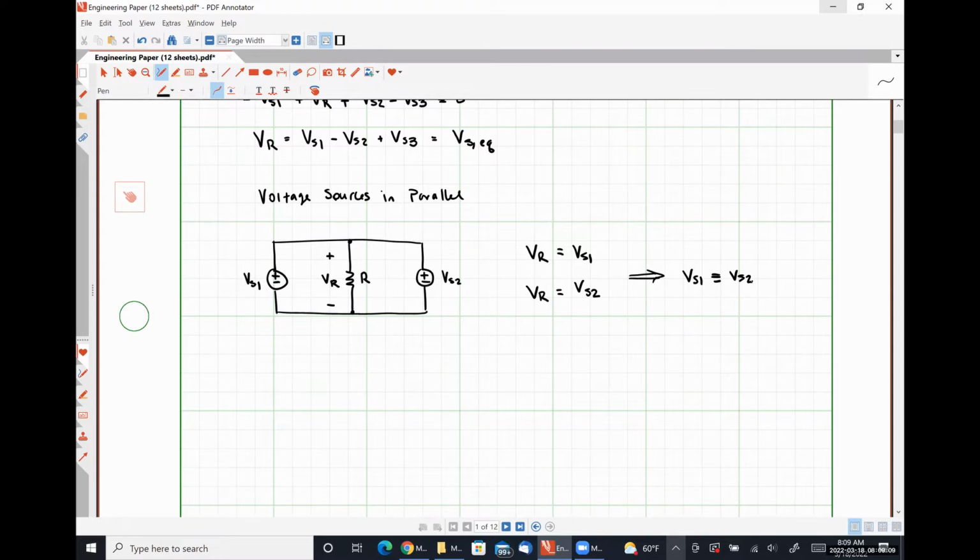Now, practically, we could create a circuit like this where VS1 and VS2 are different, right? We could connect a 9-volt battery across a resistor, and then we could connect a AA battery across that same resistor. Is 9 volts equal to 1.5 volts? Well, absolutely not. Doesn't make any sense whatsoever.